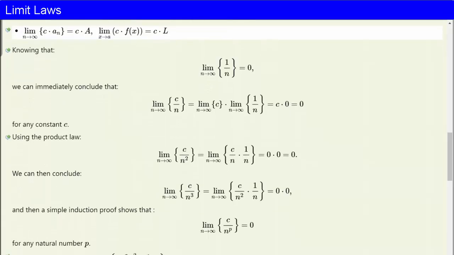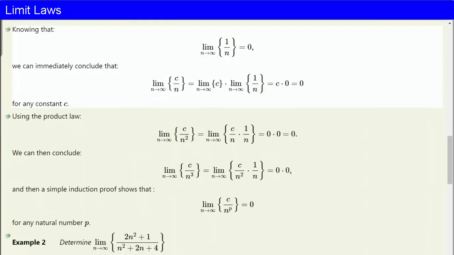And finally, the last law, multiplication by a constant c multiplies the limit by c. That is, the limit as n tends to infinity of the sequence whose nth term is c times a_n is just c times the limit of the a_n. And the limit of c times f(x) as x tends to a is just c times L. That is, c times the limit as x tends to a of f(x).